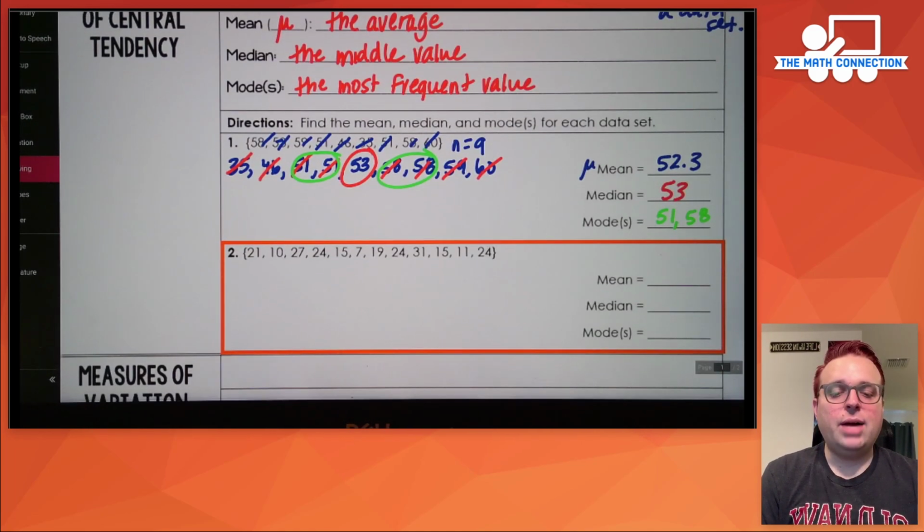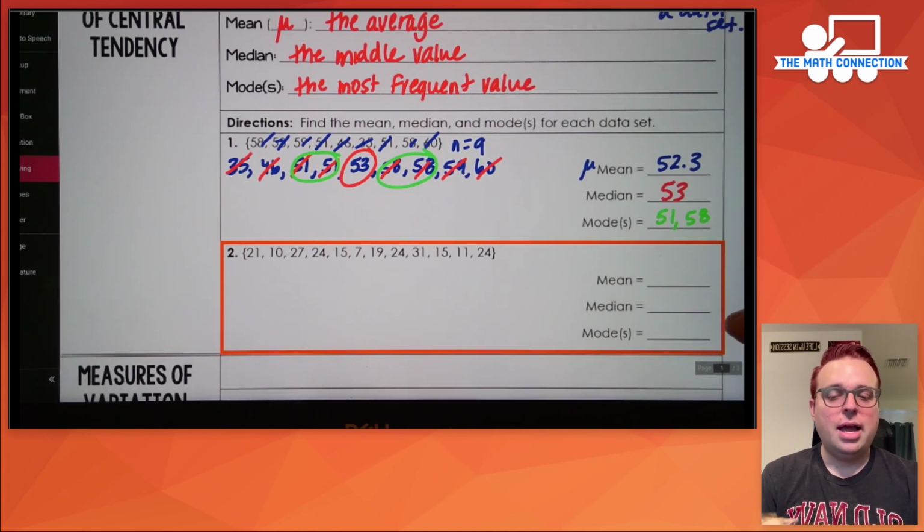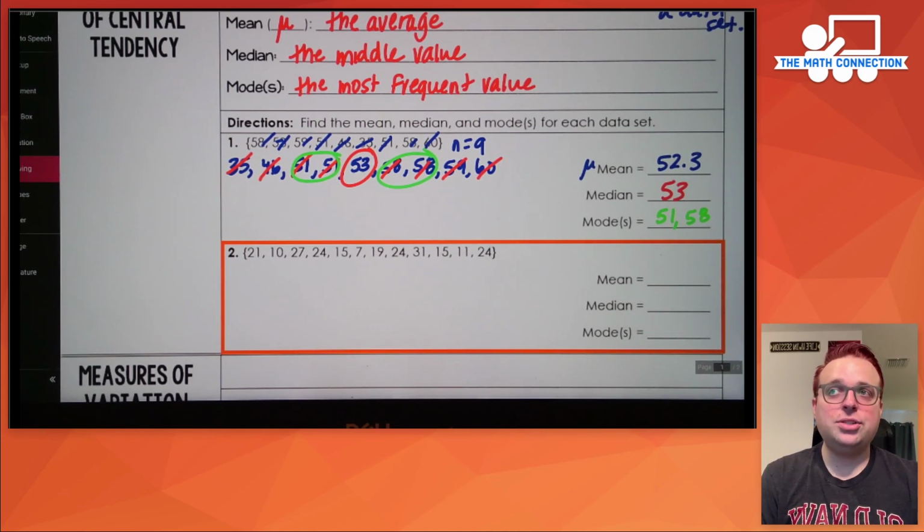Okay, I want you to apply what we just did and solve number 2 as a classwork problem. I want you to tell me the mean, median, and mode. And if you would like to pause your video now, you can give it a shot while we're here on this wavelength. I will pause mine as well, and then when we come back, we're going to move on to the next section.